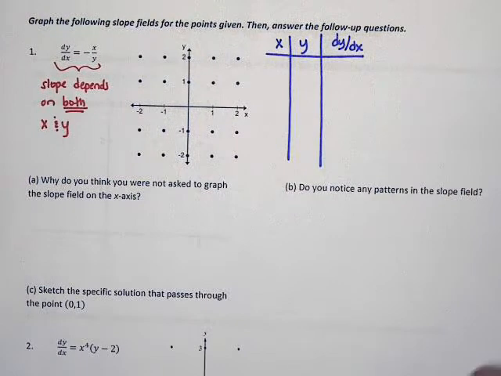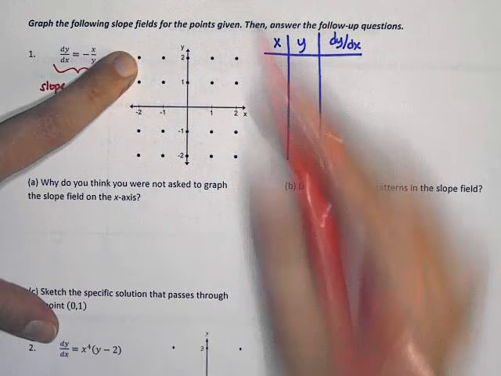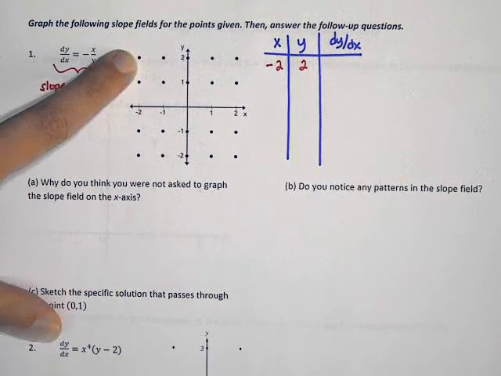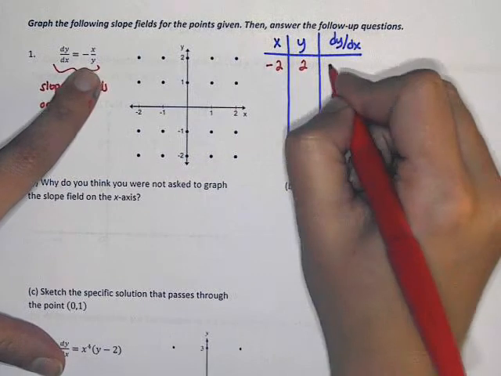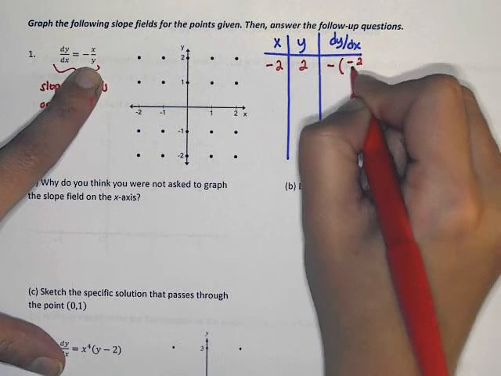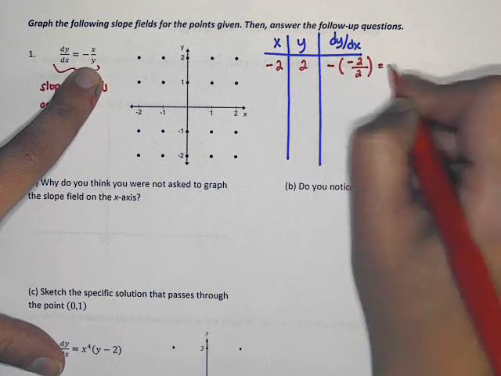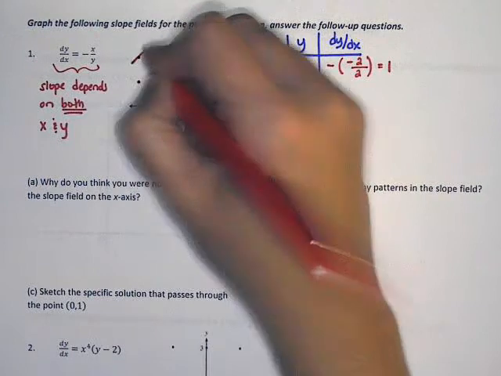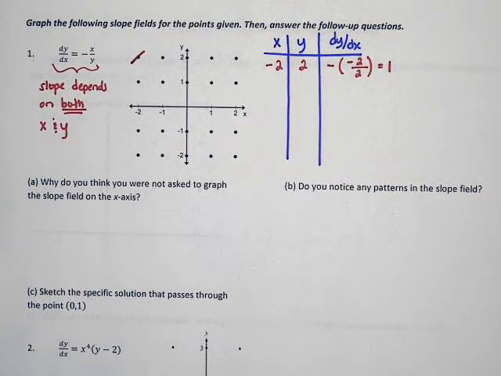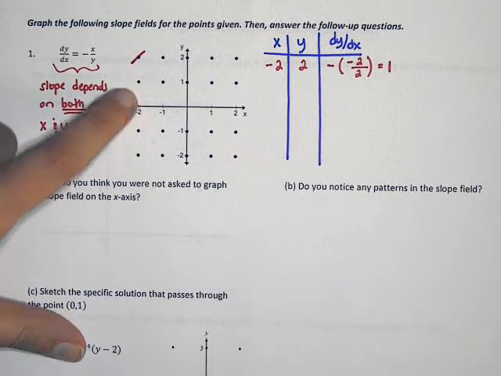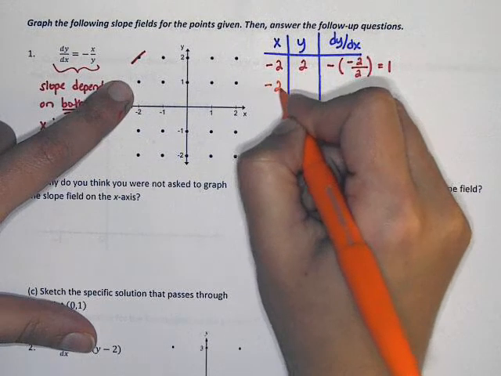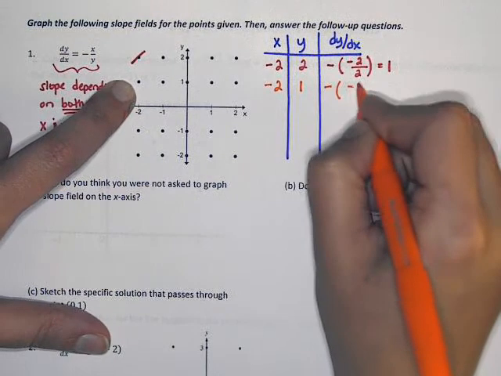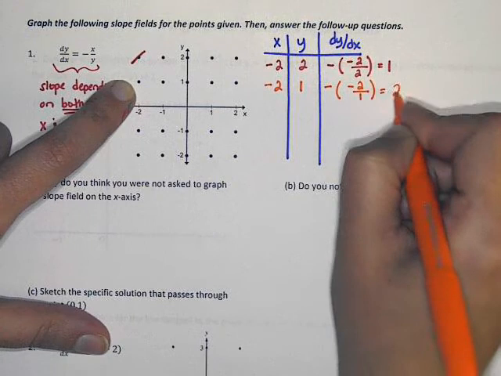So let's start with our first ordered pair. This first ordered pair up here has an x of -2 and a y of +2. Now if I plug those numbers in, I'm going to have negative, the x is -2 and the y is +2, which gives me +1. So I'm going to draw a little tiny slope going uphill. The next ordered pair I'm going to look at is going to be this guy right here. He has an x that's -2 and a y that's +1. So I'm going to have -2 divided by 1, which is 2.